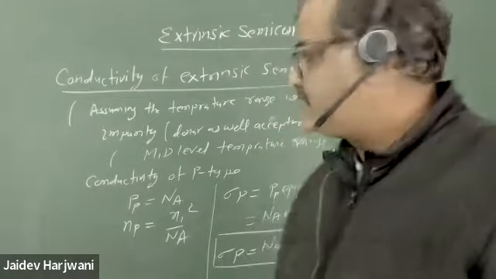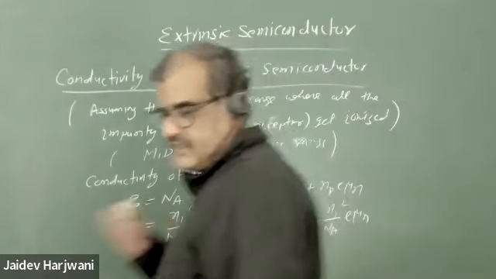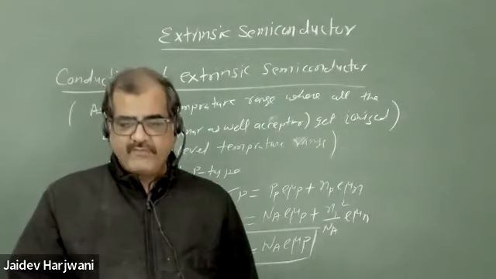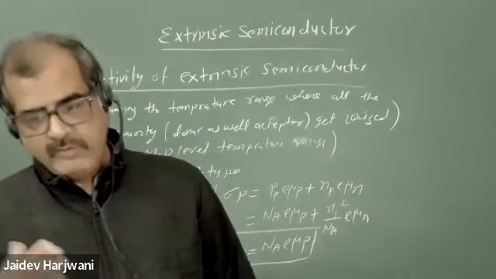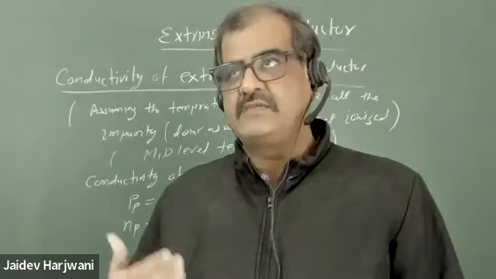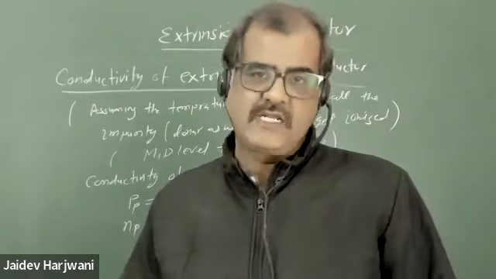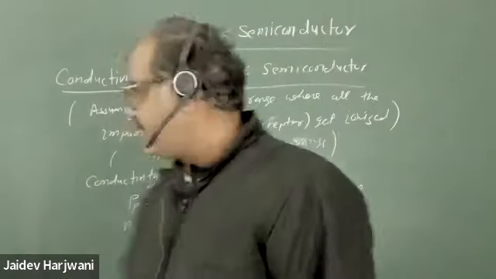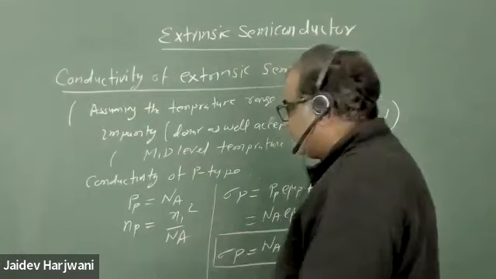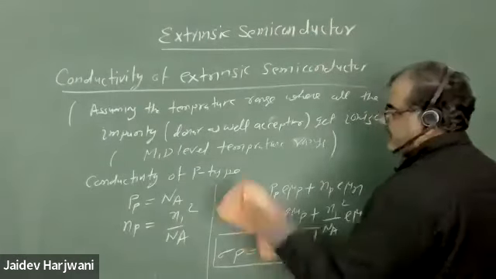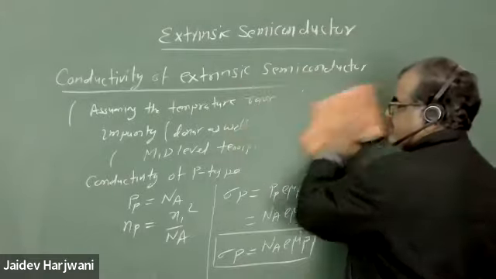Now what happens if in your system both types of impurities are present? Your holes are present, acceptor ions are present, and donor ions are also present. Both types of impurity are present. Okay, in that case we have to modify the expression for conductivity. So let me write now, if both are present.